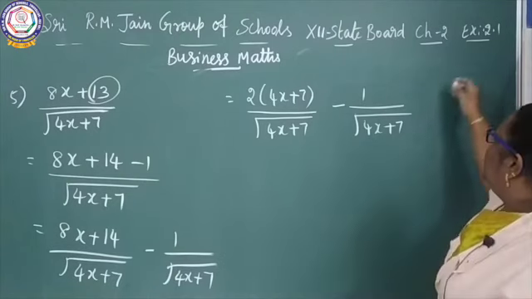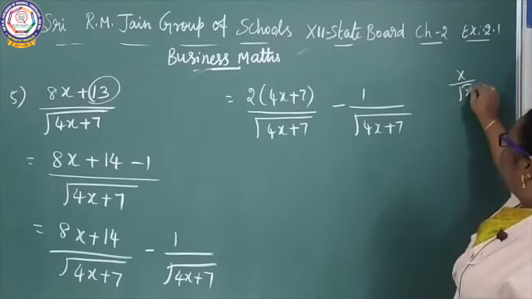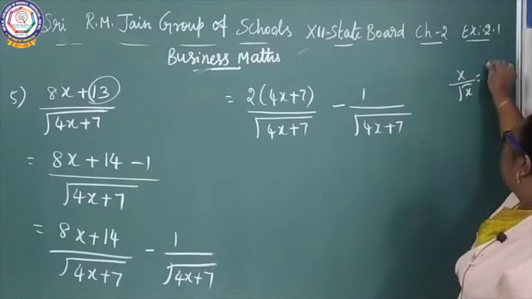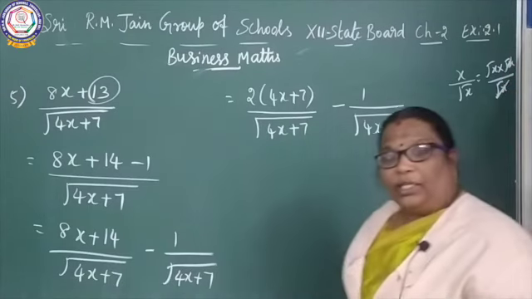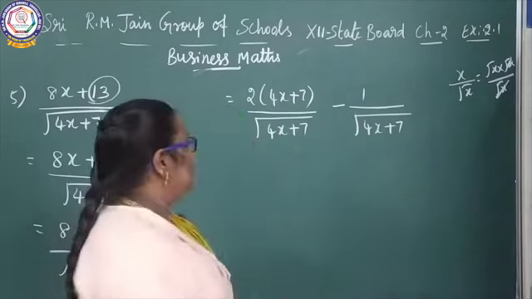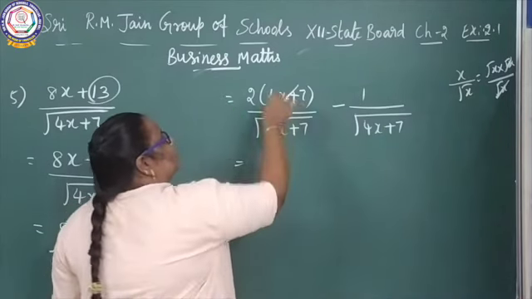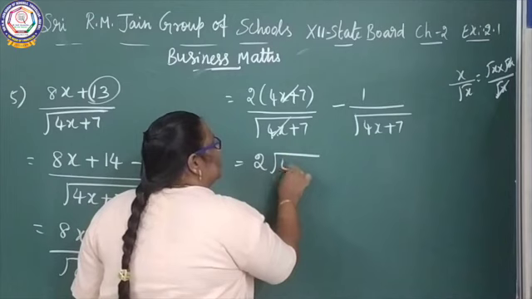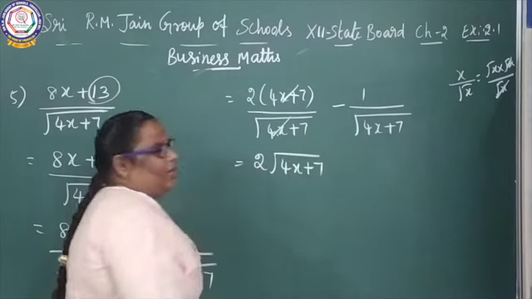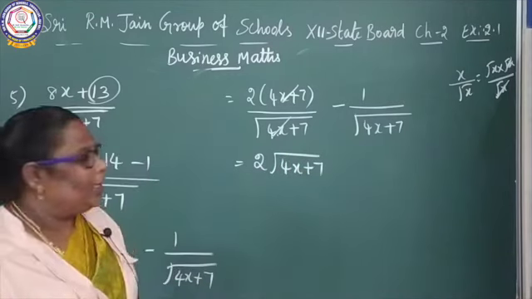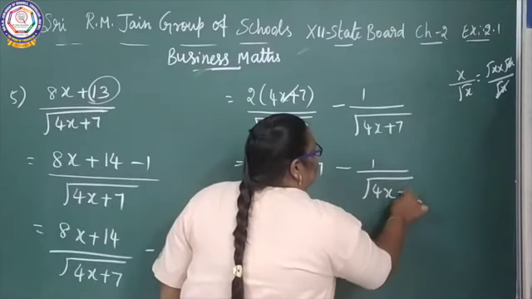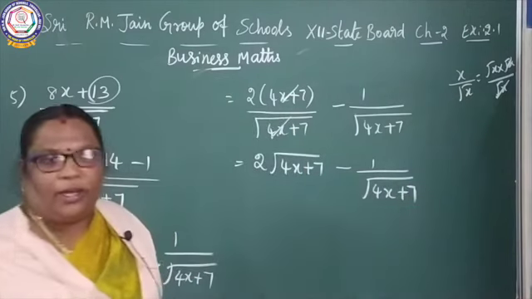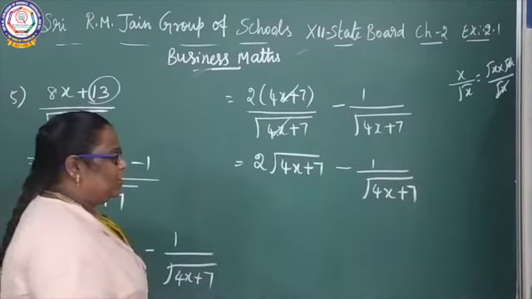When I cancel, you know very well, x by root x, it gives what? x means I will write as root x into root x by root x. So root x gets cancelled, because root x into root x is x. So I cancel the term, what am I getting here? 2 into root of (4x + 7) minus 1 by root of (4x + 7). First you will simplify and then you will do the integration.